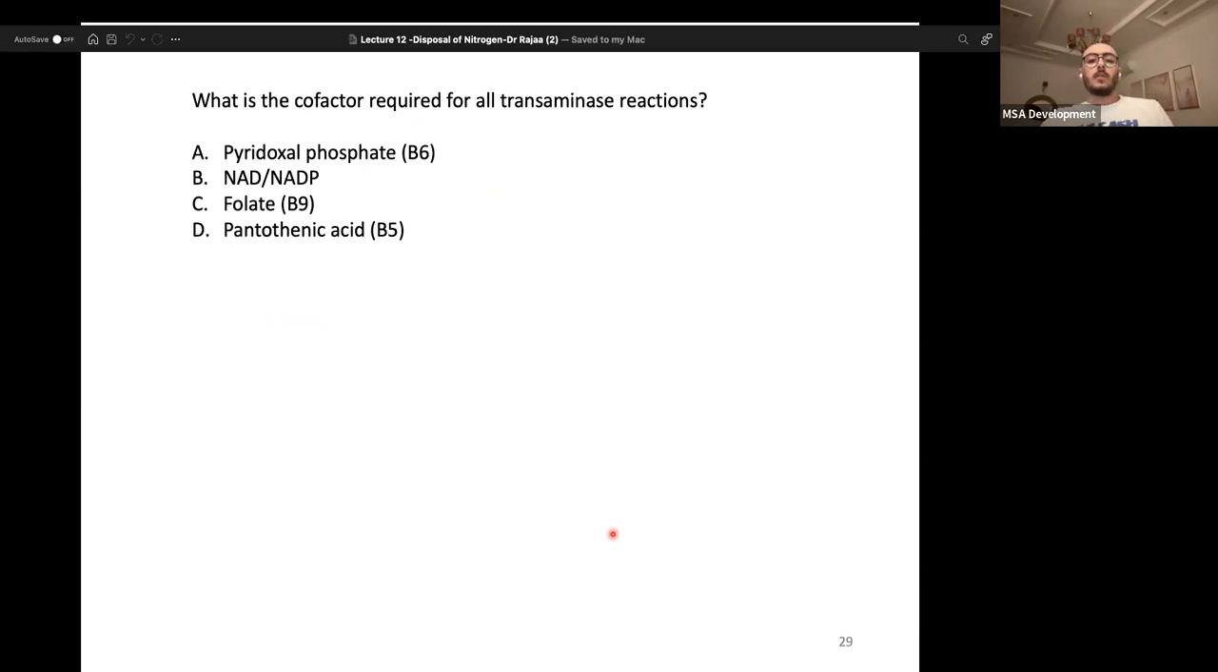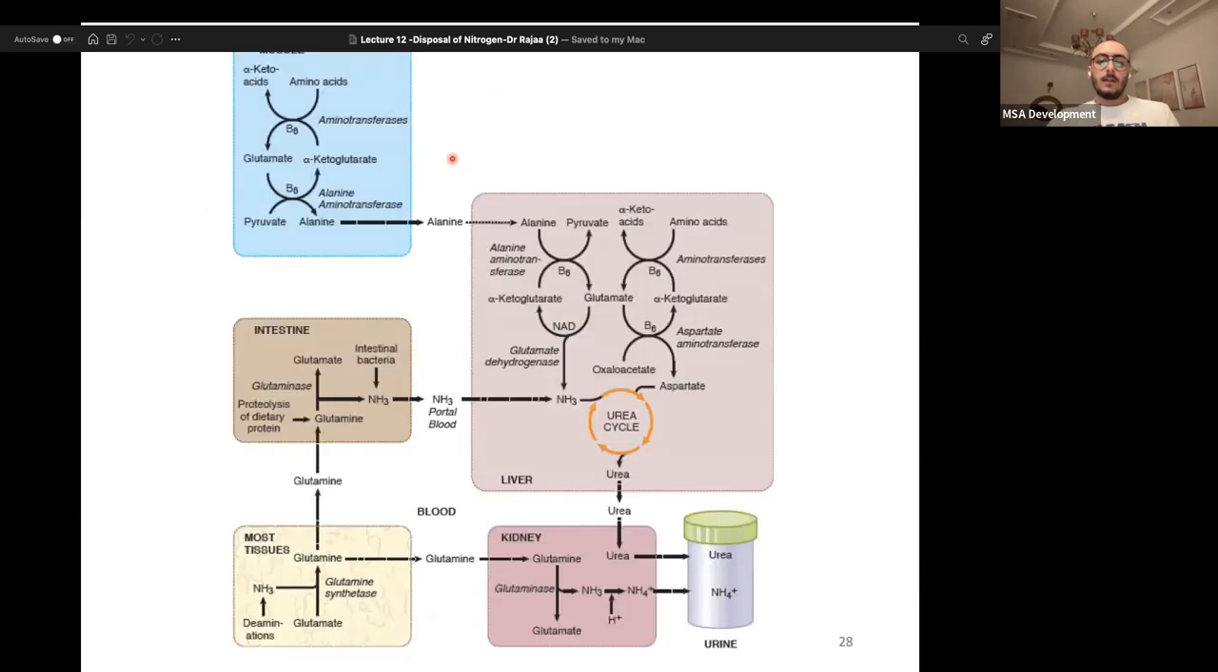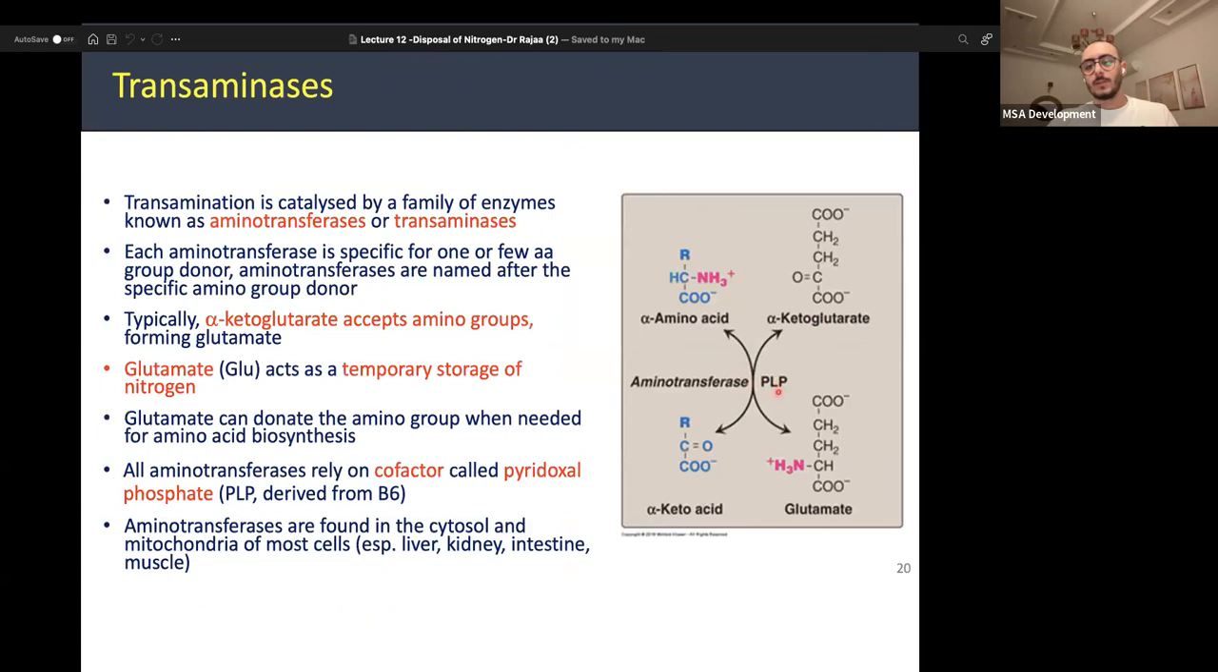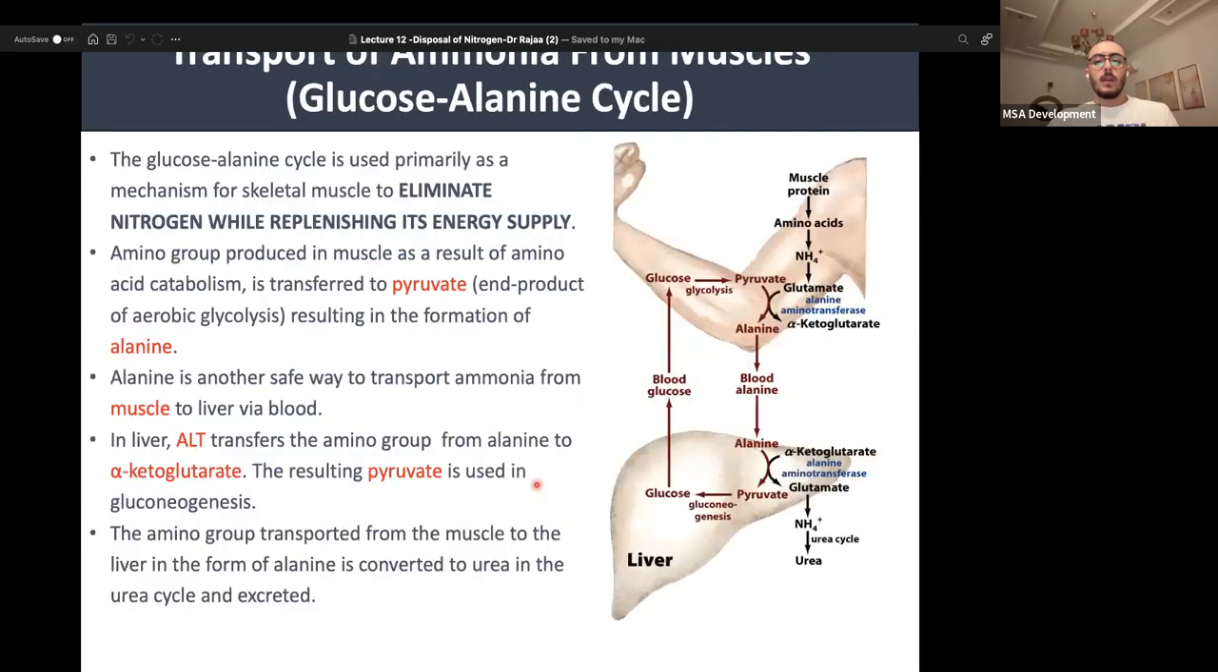What is the factor required for all transaminase reactions, or ALT and AST? It will be pyridoxal phosphate, vitamin B6. This is pure memorization. Remember the slide? Let me go really quick. PLP, pyridoxal phosphate of vitamin B6. It's written here. All transaminases rely on a cofactor called pyridoxal phosphate of vitamin B6.